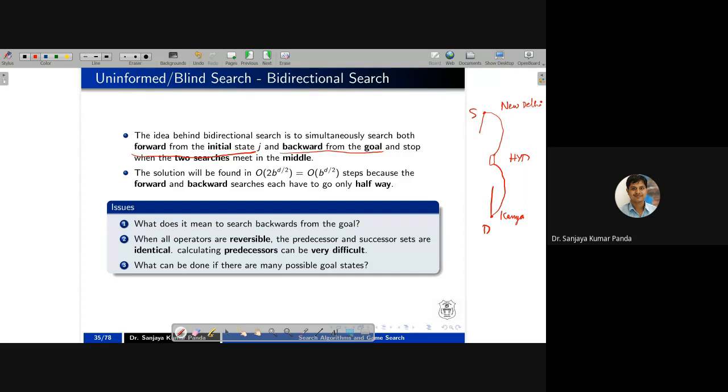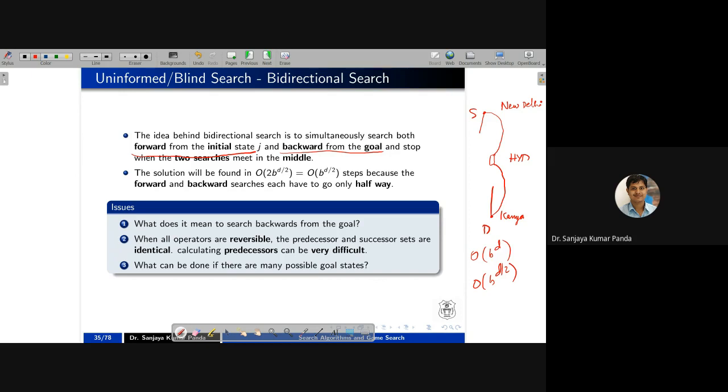And when you meet at an intermediate point, then you have to stop the search. So instead of the complexity being order of b to the power d, the depth is now divided by 2. So we say the complexity is order of b to the power d by 2, because we did not go for the full depth. The first search is up to d by 2 and the second search is also up to d by 2. So forward and backward searches each have to go only halfway.